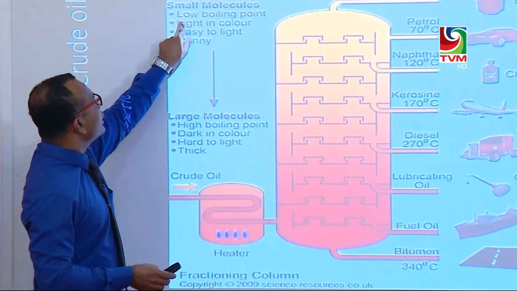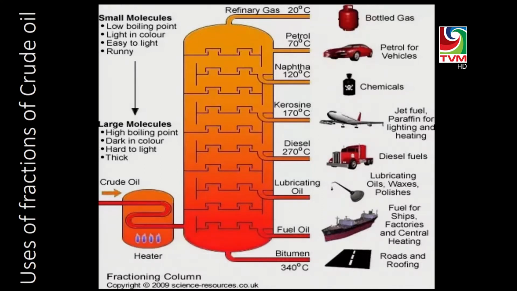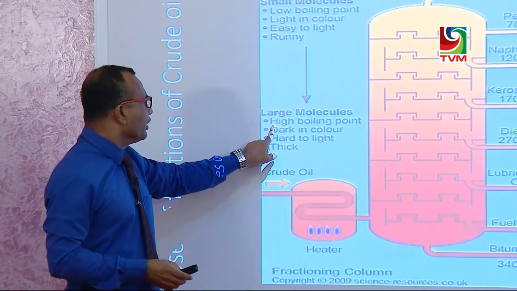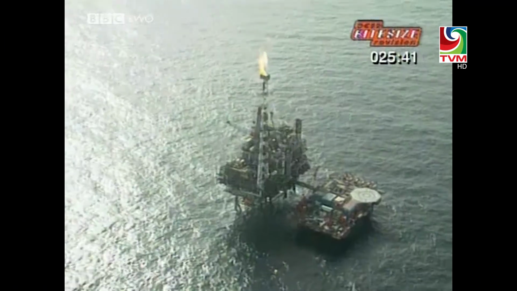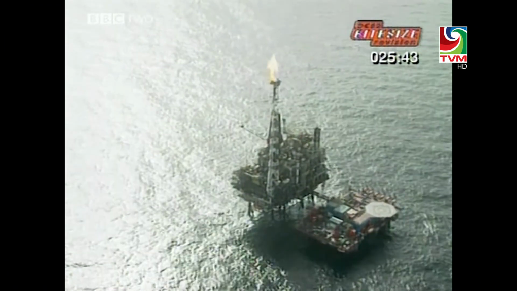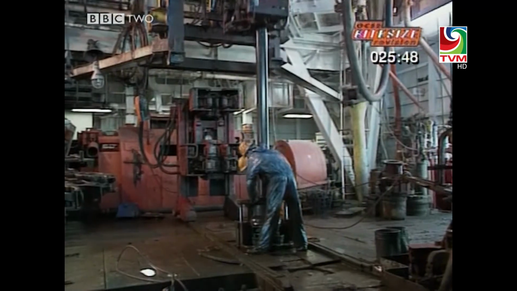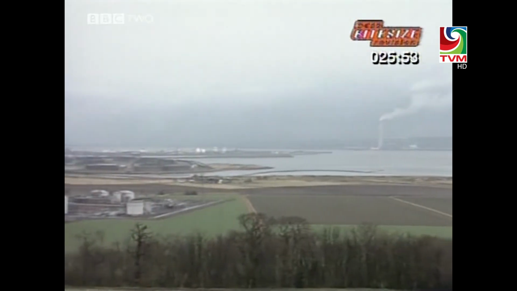Small molecules have a low boiling point, light in color, easy to light or burn, and runny or low viscosity. When we consider large alkane molecules, they have a high boiling point, dark in color, hard to light, hard to burn, thick or high viscosity. Crude oil is a mixture of liquids and gases. These are mainly hydrocarbons, molecules containing only hydrogen and carbon.